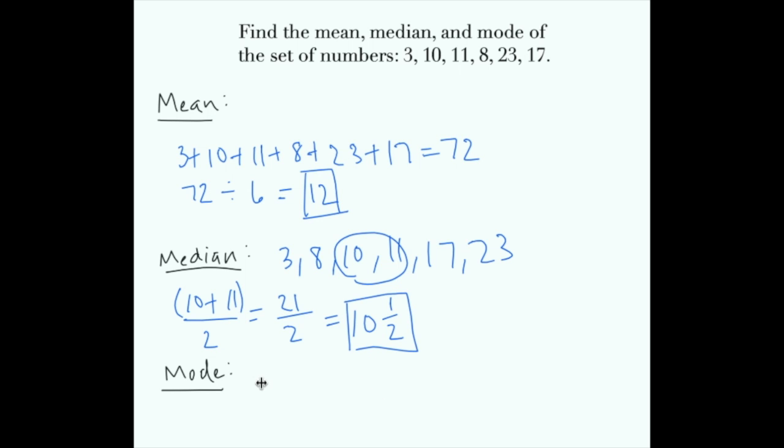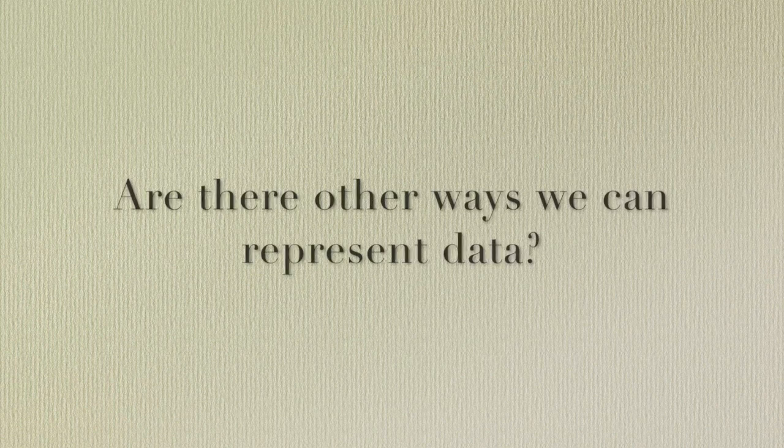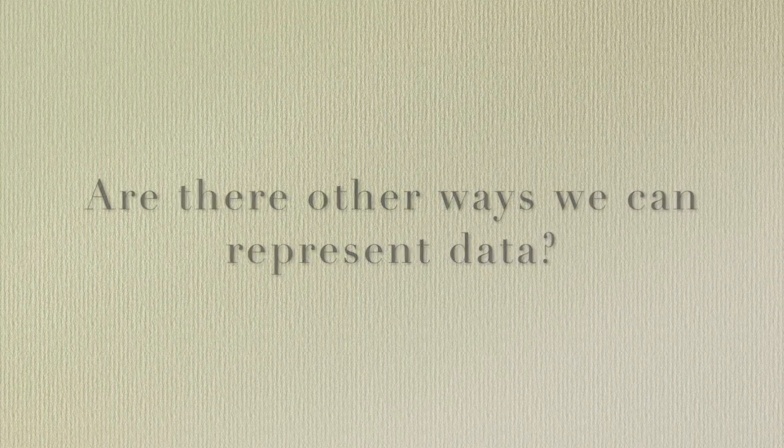Finally, the mode. It turns out in this case that there is no frequent number, which means that the set doesn't have a mode. Now, you might be wondering, are there other ways that you could represent data? As it turns out, there are.